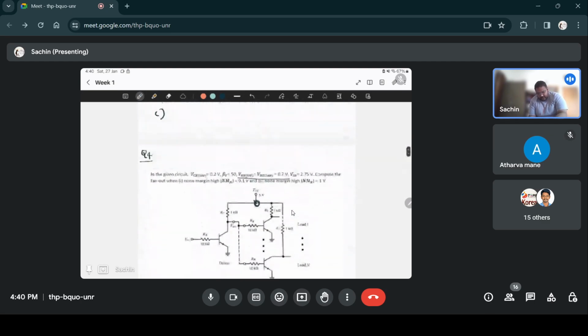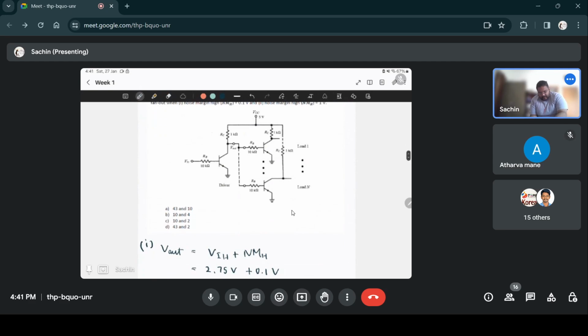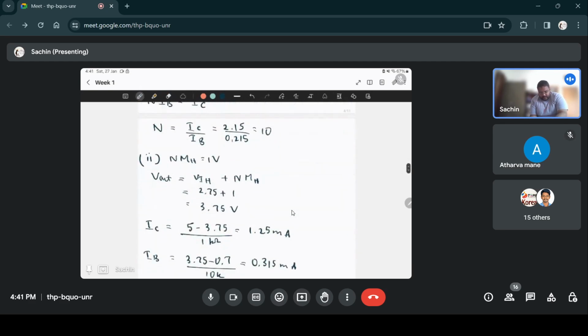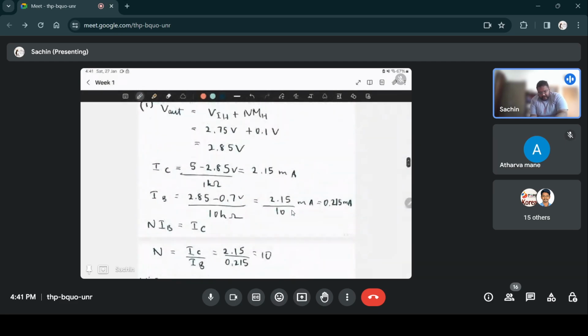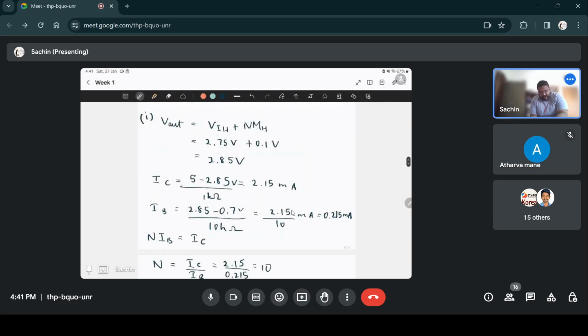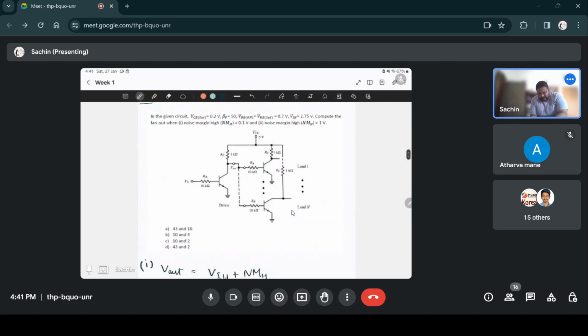So from this question you can see that if you want to have a better noise margin, which will give you a better performance in terms of noise, then the number of transistors you can connect to the output will be reduced. So increasing the NMH, in case 1 it was 0.1, in case 2 it is 1 volt, decreased the fan out from 10 to 4. So the correct answer is option B.